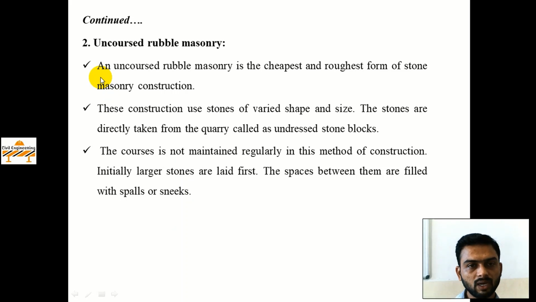Second, uncoursed rubble masonry. Uncoursed rubble masonry is the cheapest and roughest form of stone masonry construction. This construction uses stones of varied shape and size. The stones are directly taken from the quarry, called undressed stone blocks. The courses are not maintained regularly in this method of construction. Initially, larger stones are laid first and then the spaces between them are filled with the spalls or snecks. Now here spalls are nothing but small stone pieces.